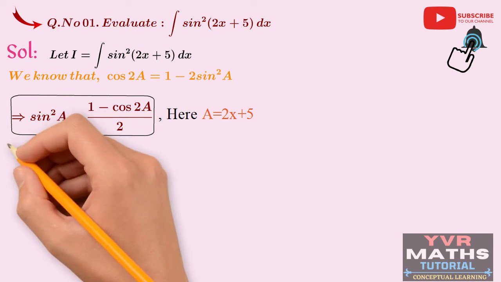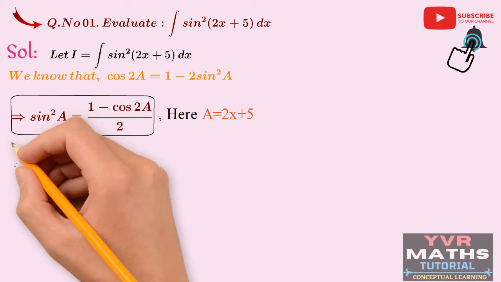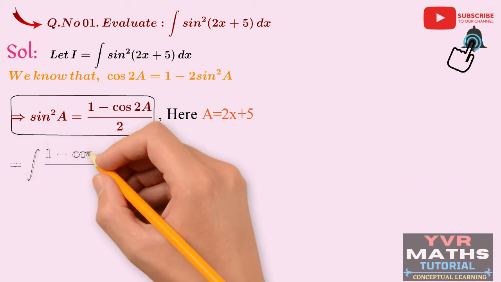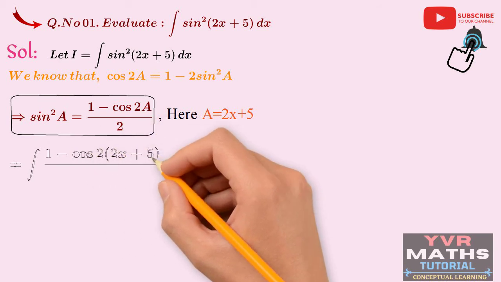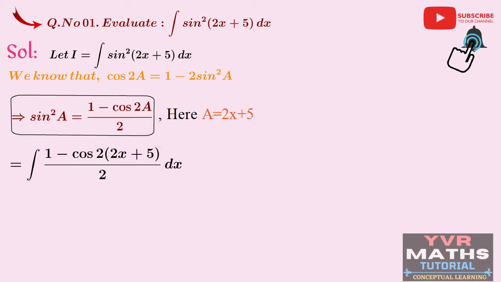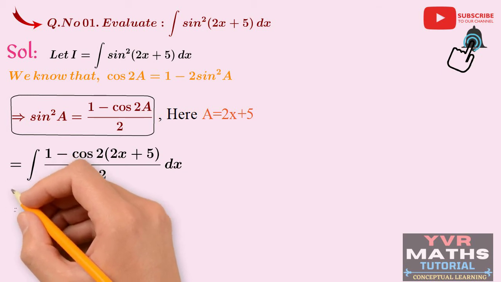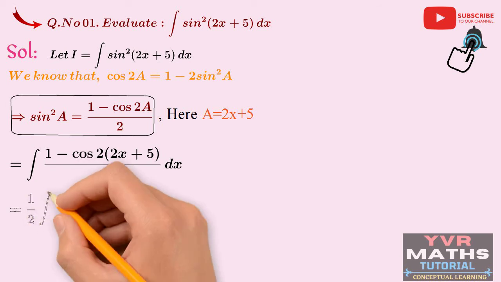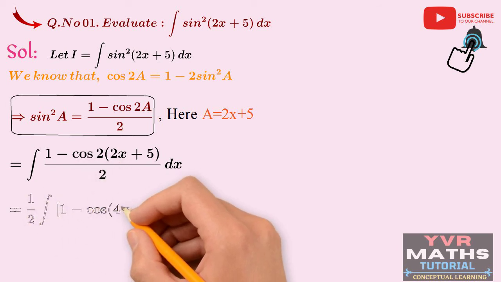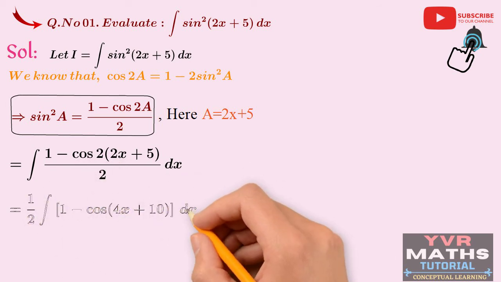In the next step, integral (1 minus cos 2 times (2x plus 5)) by 2 dx. Here the denominator 2 is a constant. We will write it outside of the integration. Then what will we get? 1 by 2 into integral (1 minus cos (4x plus 10)) dx.